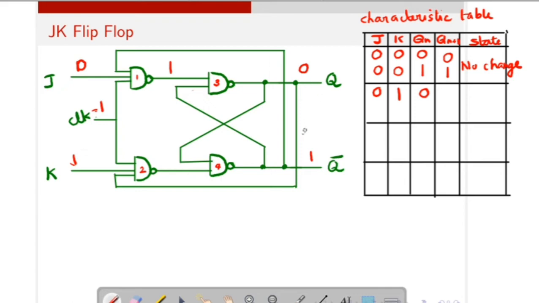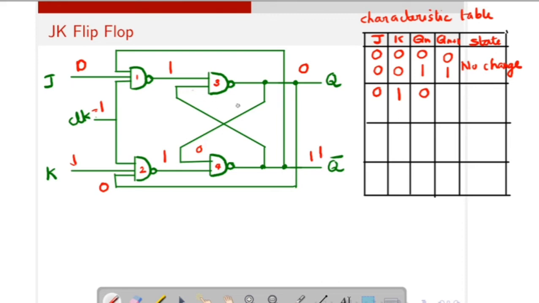Then it depends on the third input. So the third input is 0. So here one of the inputs is 0, which means output is equal to 1. Okay. So for the fourth NAND gate, one of the inputs is 0. That means this is feedback here. That means output is equal to 1.